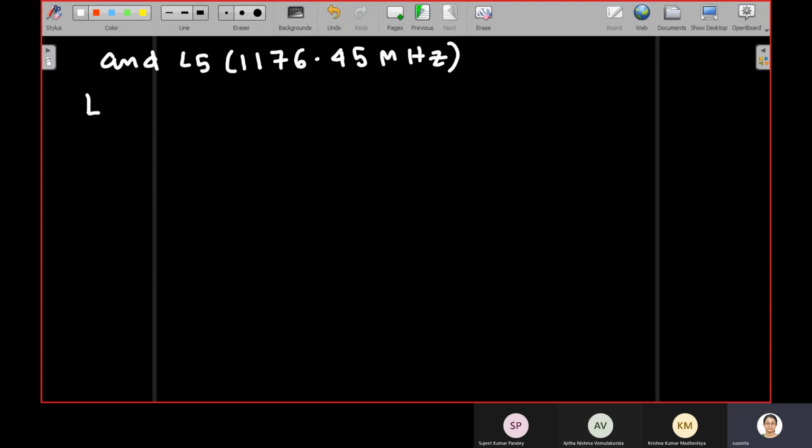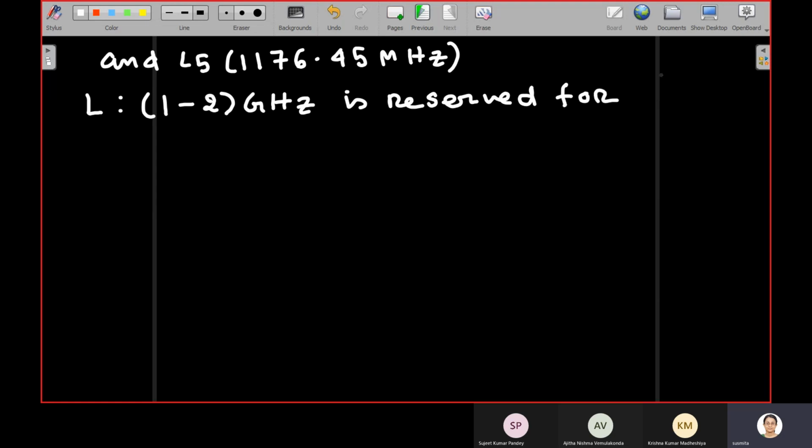Now the L band, which spans 1 to 2 gigahertz, is reserved for satellite navigation. All the different constellations that we mentioned earlier have carrier frequencies in this band. The only exception is IRNSS, which has an S band signal.